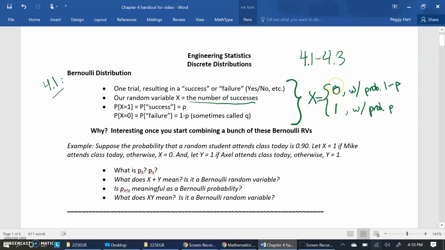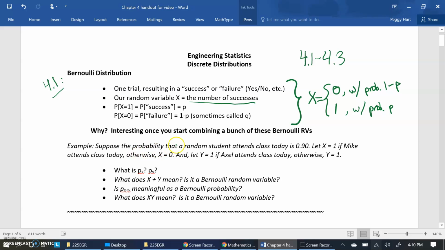It's just something that's 0 or 1, and it counts the number of successes, and the number of successes have a probability. The thing that's interesting about these is that when you start combining a bunch of these, you get interesting things to happen, and once in a while you need to combine a bunch of these, as we'll see in the next section.